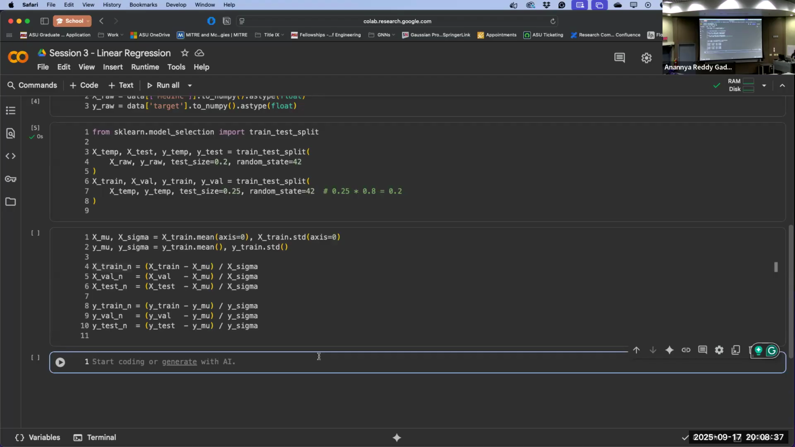The temp is because we want to do train, test, and validation split, three different splits. First, we split the data into test and temp. Then we take the temp and split it into train and validation. That's all.